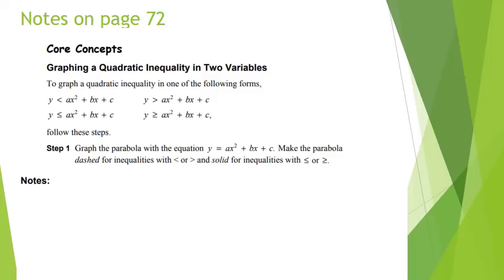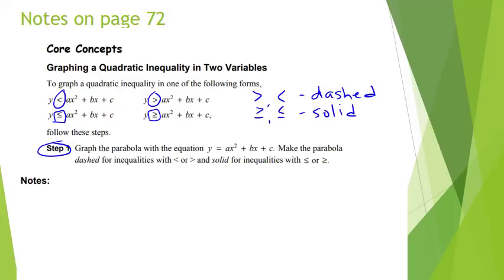All right, so we need some notes. On page 72 in your workbook, there are a couple different ways, and I do this differently than probably other places that you've seen where they test. I only use step 1. So once you graph the parabola, if it is a less than or greater than only, you're going to use a dashed line, or a dashed curve, I guess, a dashed parabola. If it is with an equal to on it, like this, then you're going to use a solid parabola.